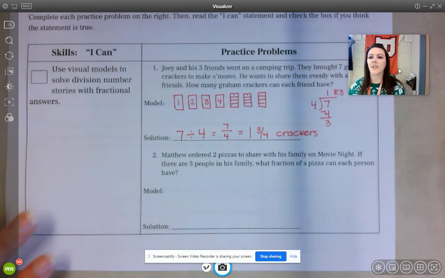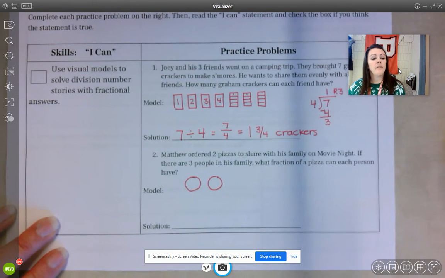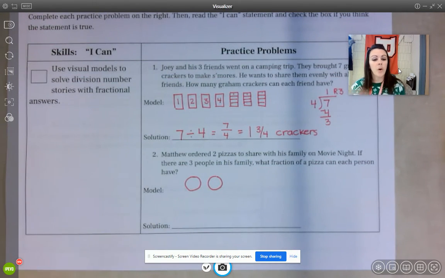All right, let's take a look at number 2. This time, we're talking about Matthew, and he has ordered 2 pizzas to share with his family on movie night. There's my 2 pizzas. If there are 3 people in his family, what fraction of a pizza can each person have? So again, I'm asking myself, 2 pizzas, 3 people. Can everyone just get a pizza? Am I just handing out full-size pizzas today? No, I can't. I won't have enough. So I know my answer should be a fraction.